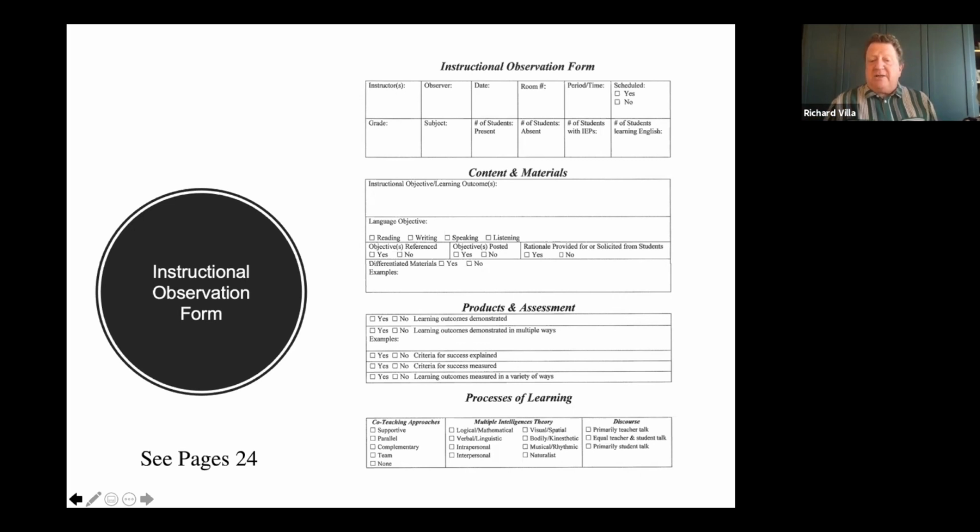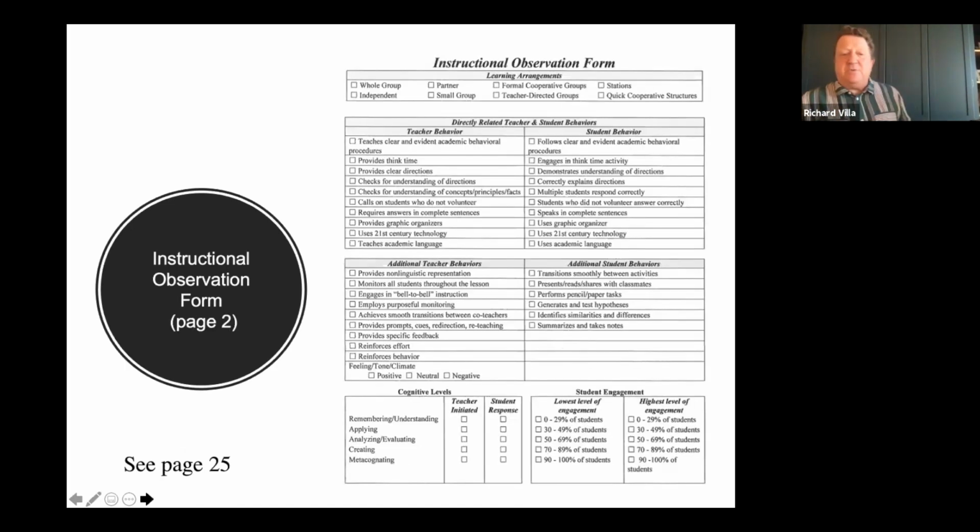And then we begin to look at the processes of learning. And you'll notice on the bottom left, that's the first place you see co-teaching approaches. Which of any of the co-teaching approaches did you see? In terms of how students are accessing content or showing what they know, are there various learning styles or multiple intelligences being utilized? In terms of that discourse, the whoever's doing the talking part that we were referring to a little while ago, is it primarily teacher, equal teacher-student, or primarily student? The processes continue on the next page. Which learning arrangements are in place?